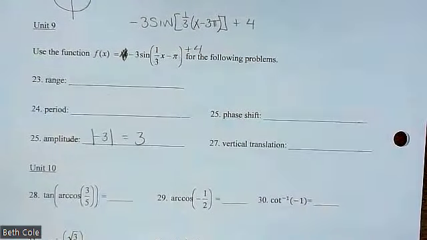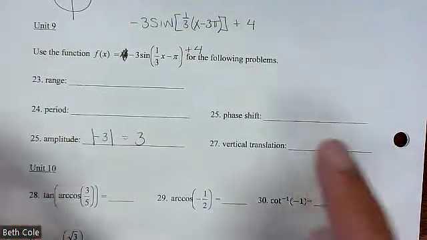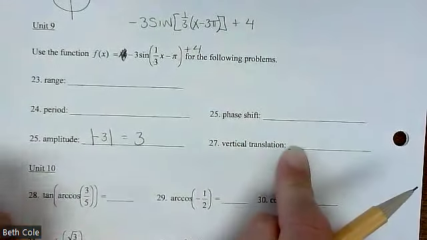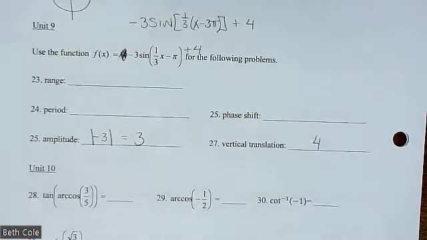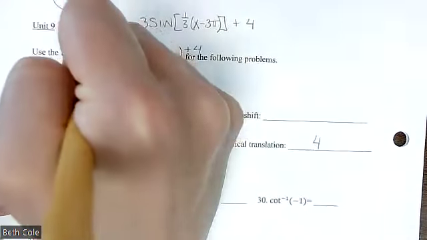So 3. And then let's do the vertical translation next, because you kind of need these two things to get the range. What's our vertical translation? 4. So imagine this with me. Your center line is at 4, and you go up and down by 3 around it for your wave. So what's the highest point you would get to? 7. And then what's the lowest point you would get to? 1. Perfect. Good. You guys followed me there.